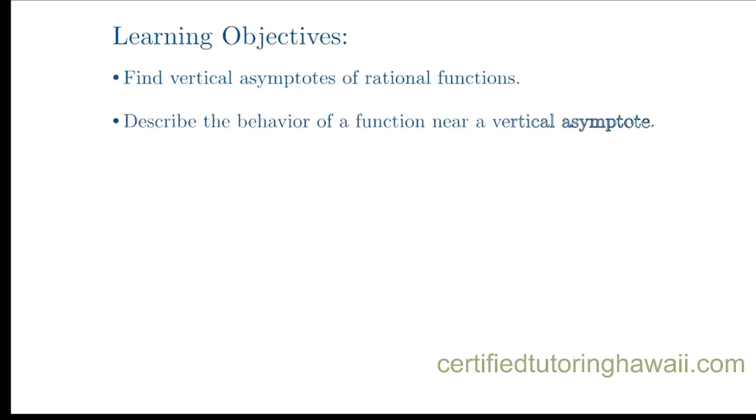Welcome to this lesson on AP Precalculus, Topic 1.9. In this video, we'll dive into the world of rational functions and a key feature of their graphs, vertical asymptotes. Our main goals are to learn how to find vertical asymptotes and understand the behavior of a rational function around them. First, what exactly is a rational function?